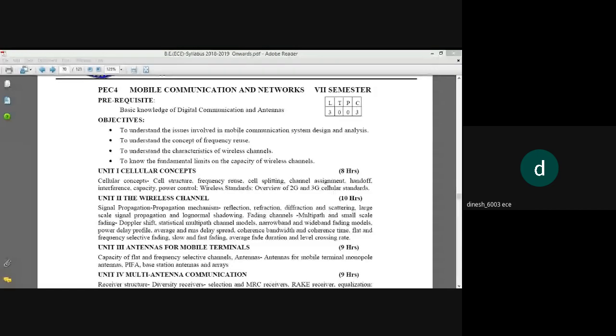So the value of mobile communication is that if you go for any systems nowadays, all the systems are meant for communication.